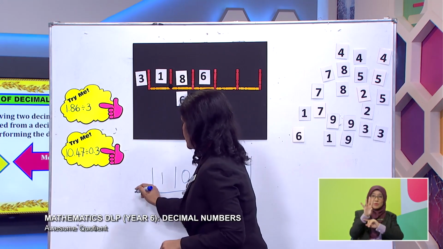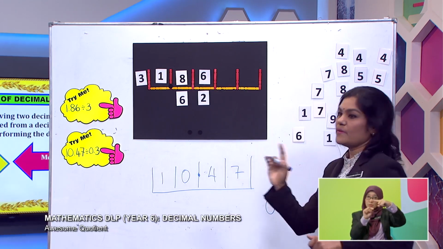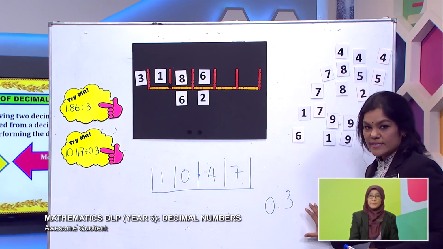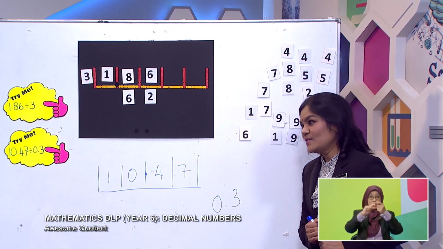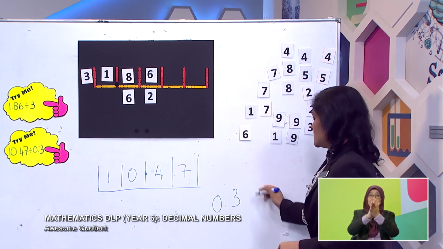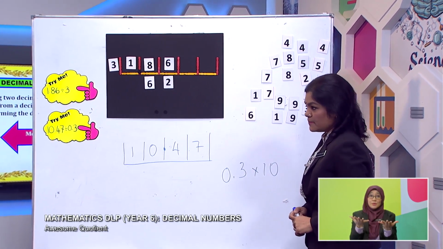The divisor is 0.3. Of course, you can't divide by 0.3. Remember what I told you just now? This is the divisor, right? The divisor we have to change to a whole number. Times 10, times 100, to make it a whole number. So you can times by 10 and change it to a whole number, that is 3.